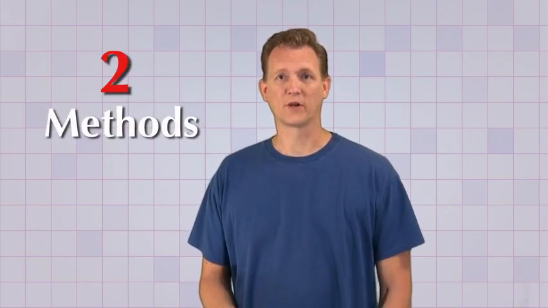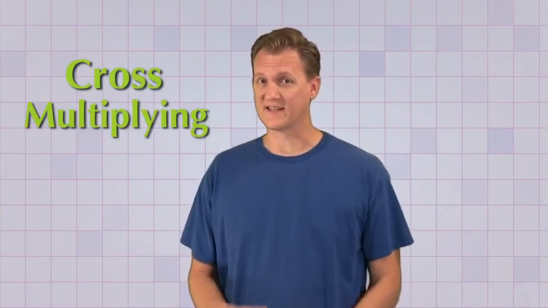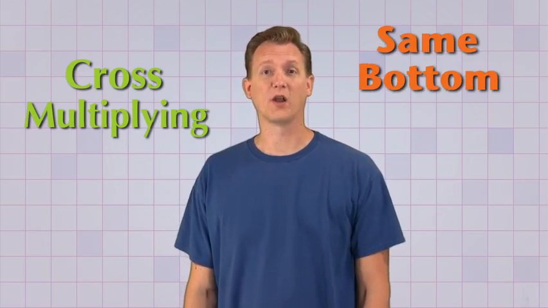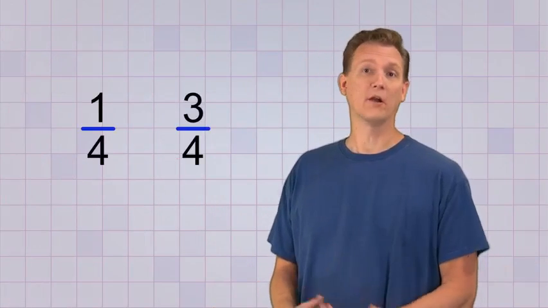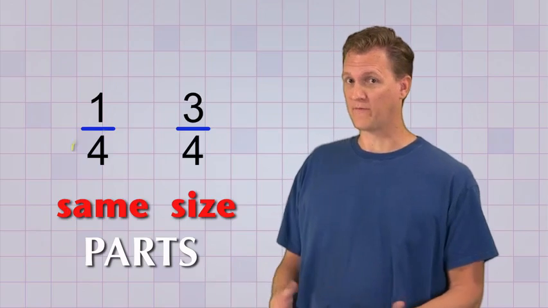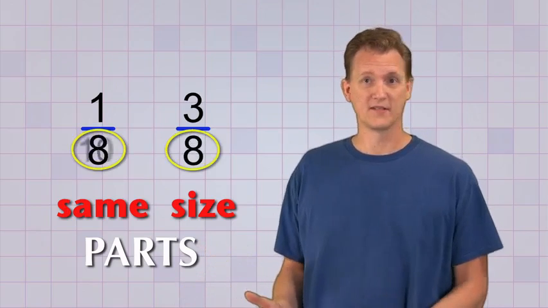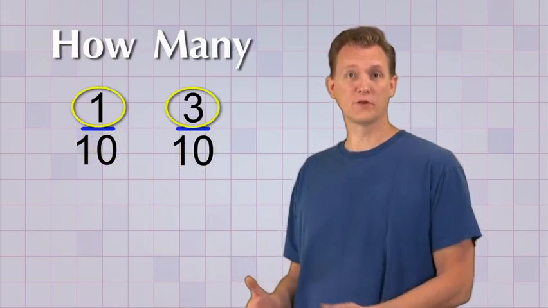Okay, so comparing fractions isn't quite as easy as comparing regular numbers, but that doesn't mean it's going to be that hard. We're going to learn two methods for comparing fractions that make it very easy. The first method is called cross-multiplying, and it takes advantage of the fact that it's easy to compare fractions with the same bottom numbers. If two fractions have the same bottom numbers, then we can just compare the top numbers. That's because we're comparing the same size parts. We're comparing fourths to fourths, eighths to eighths, tenths to tenths, and so on. And the top number just tells us how many of those parts we have.